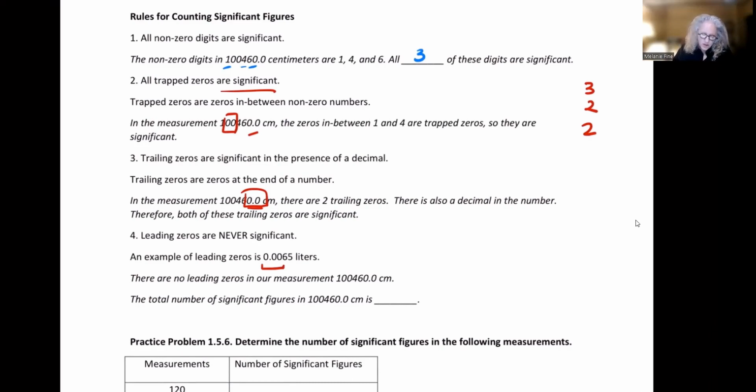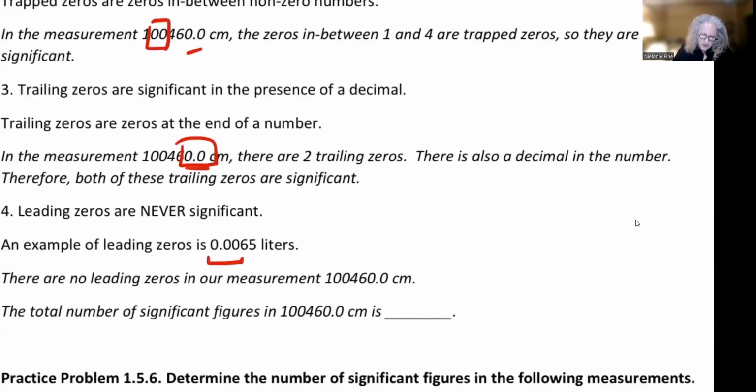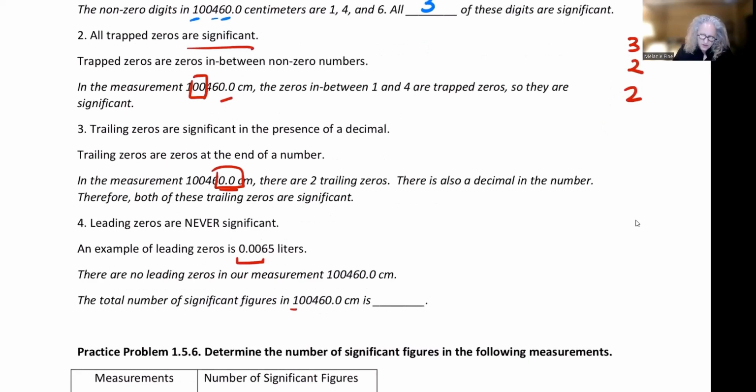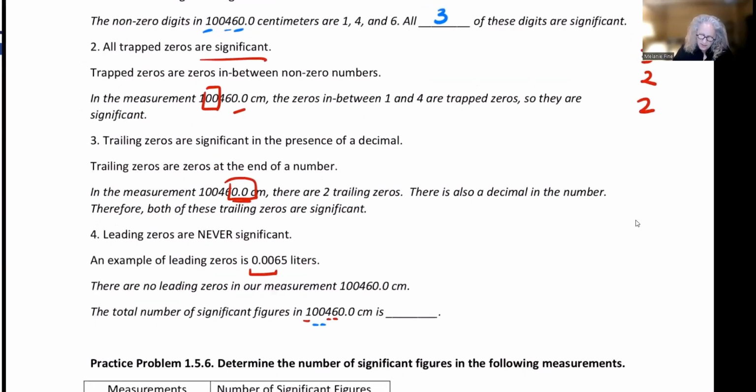So the total number of significant figures in this measurement, 100,460.0 centimeters. Remember, non-zero numbers count, that's 3. Trapped zeros count, that's 5. And trailing zeros with a decimal count, that makes 7. 7 significant digits.